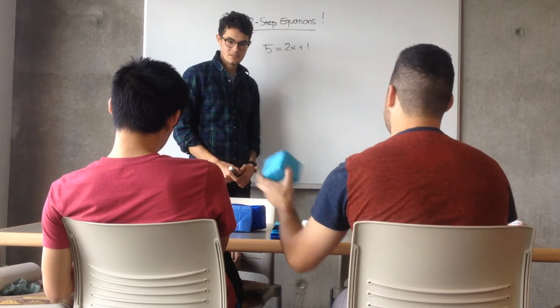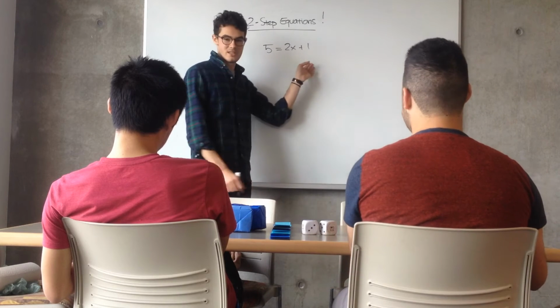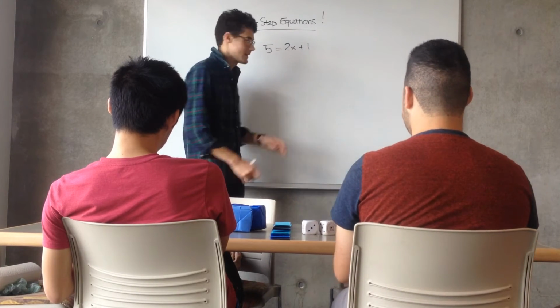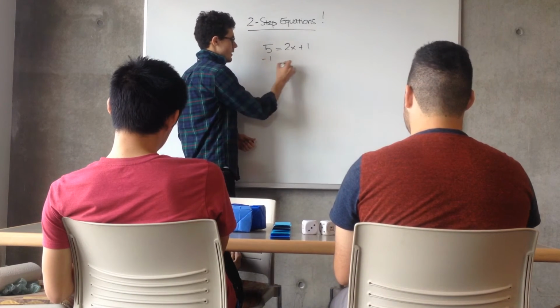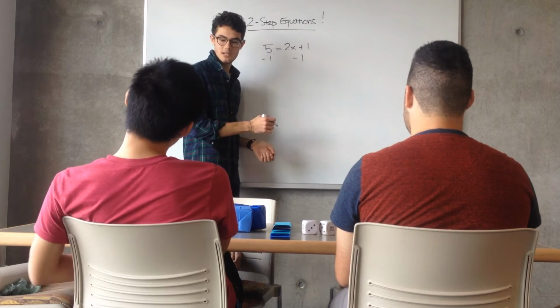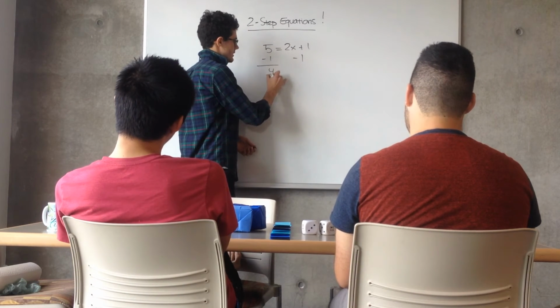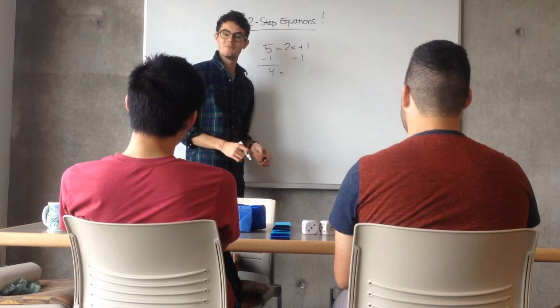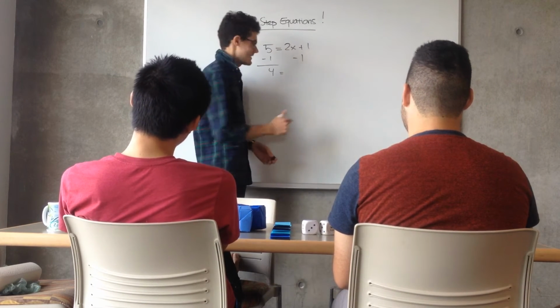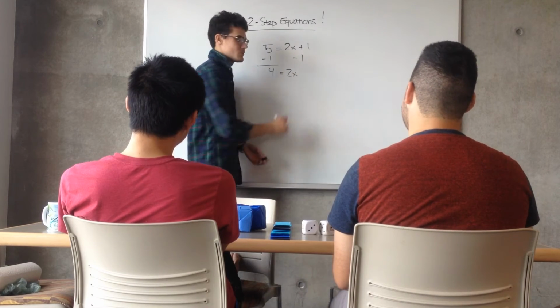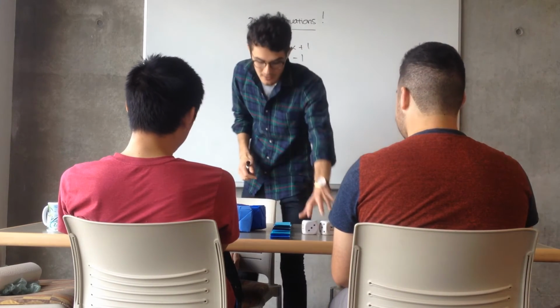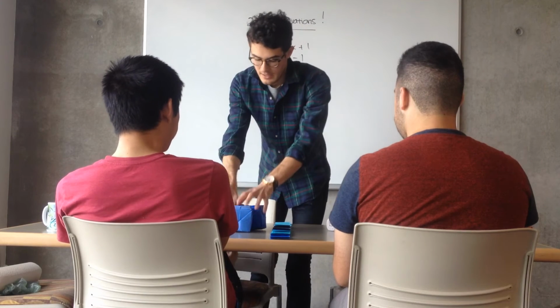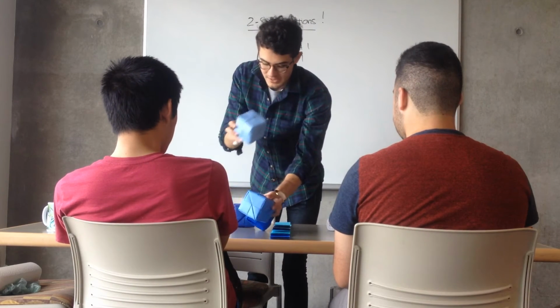So you subtract 1 on both sides, right? Because if we do it to this side, you've got to do it to the other side. Perfect. So we subtract 1 on each side. 5 minus 1 is 4. 2x plus 1 minus 1 is 2x. Yeah, so we get 4 equals 2x. So now we have 2x on this side and 4 cubes on this side.